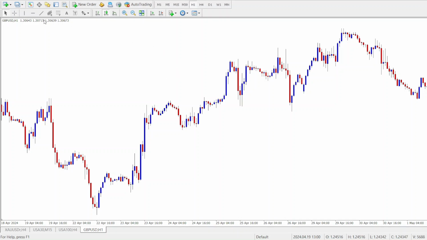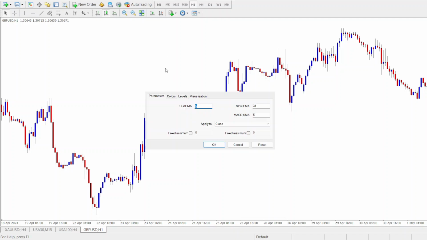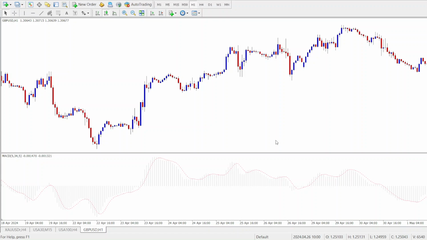Now first of all, let us just add the MACD indicator to our chart.